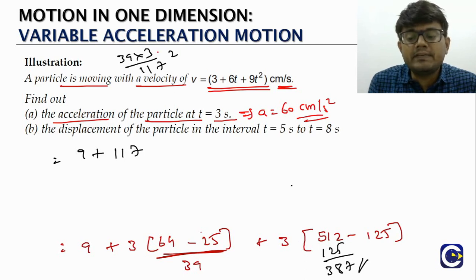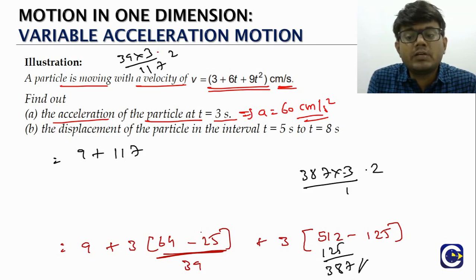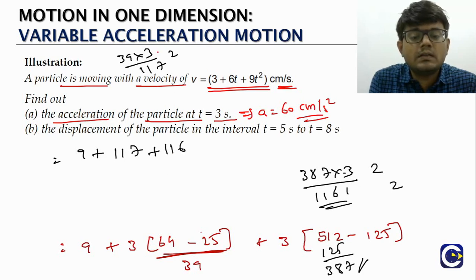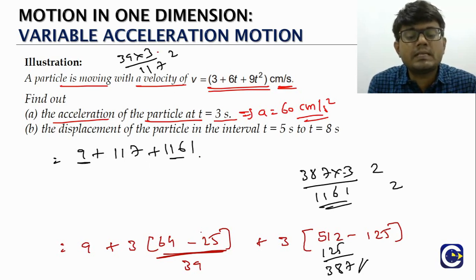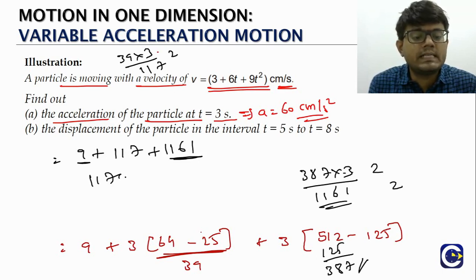3 into 387 means what? 387 into 3. That is what? 7 3s are 21, 3 8s are 24 plus 2 is 26, 3 3s are 9. So 1161. 1161 plus 9 is what? 1170. Okay.